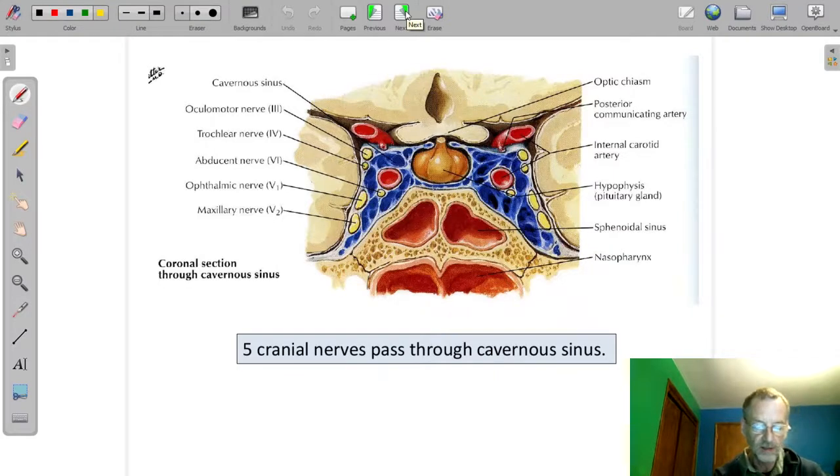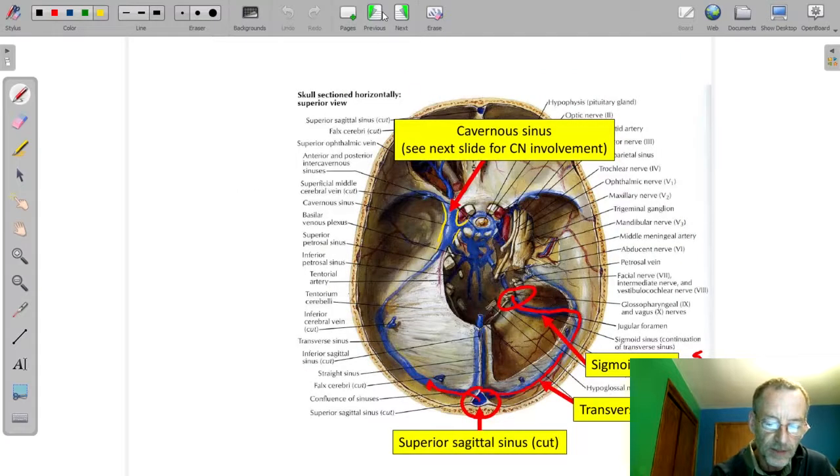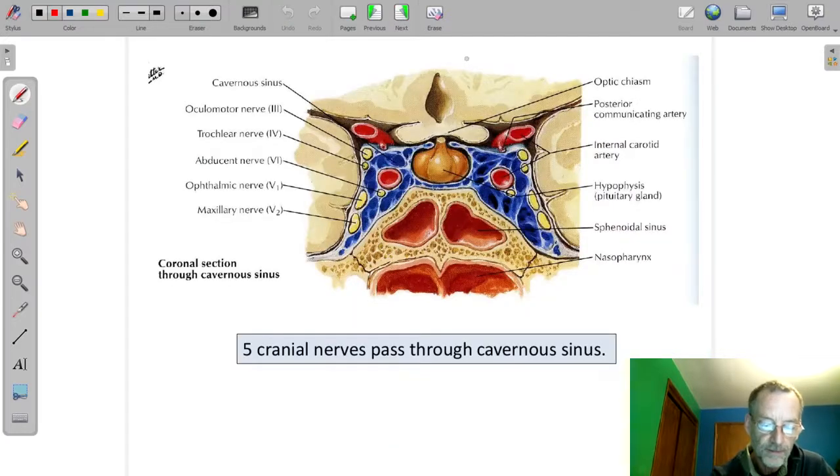So here again is another coronal section through the cavernous sinus. So backing up a little bit, the slide that we're looking at cuts right through here. So that's the view that we're looking at in the next slide. So the cavernous sinus in blue, the internal carotid loops through it, but the pituitary gland is in the center. But note that there are 5 cranial nerves that pass through this dural sinus. And these again are ones that we've looked at before. Cranial nerve 3, 4, and 6, all going to the eye, the oculomotor, trochlear, and abducent.